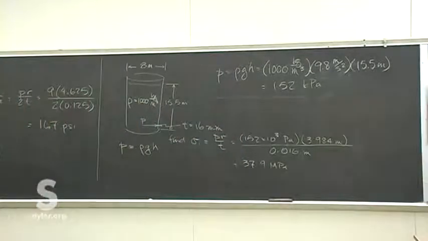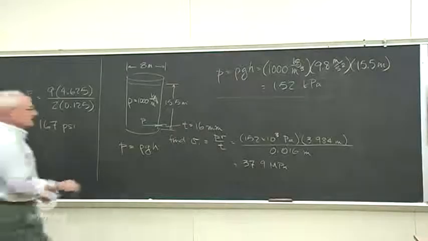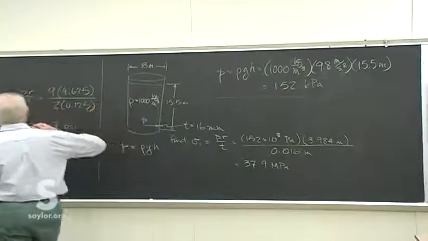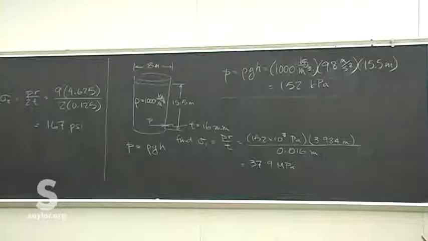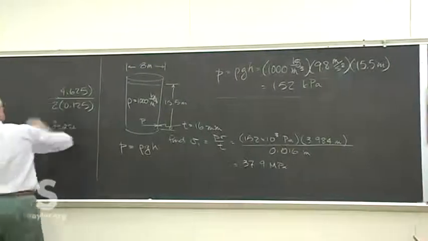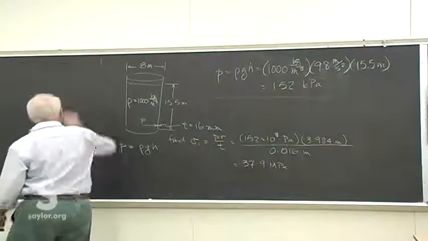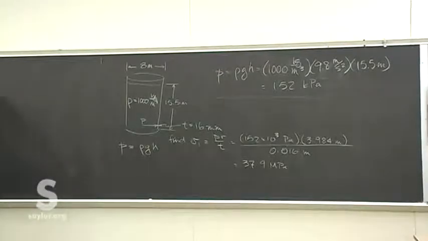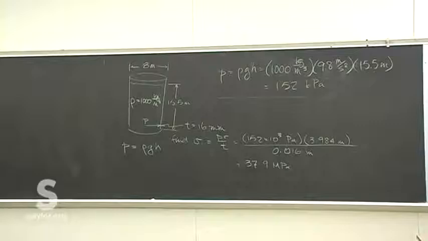And then you can check that against the yield stress. Since this is something that needs to work both stressed and unstressed, because the tank's empty and full at different times, then you probably want to design for the yield stress rather than the ultimate stress like we would have with the basketball.